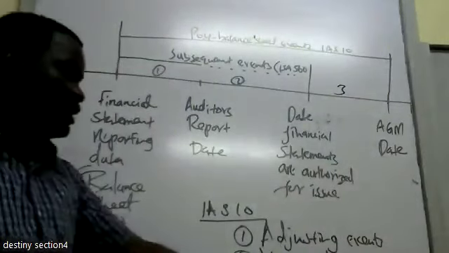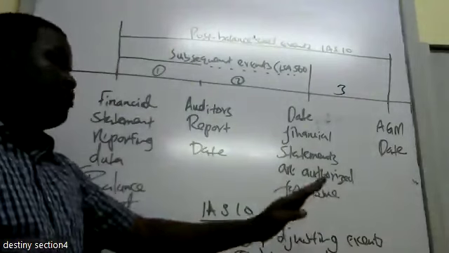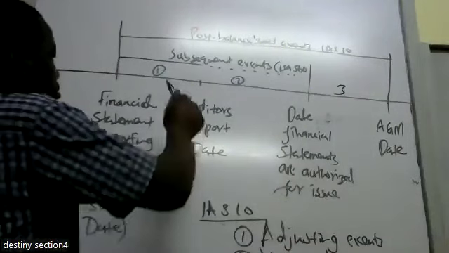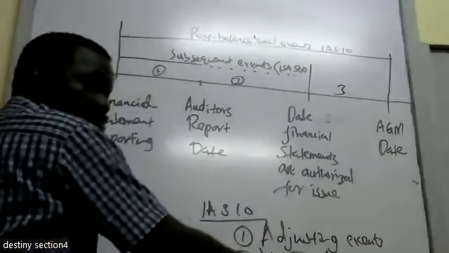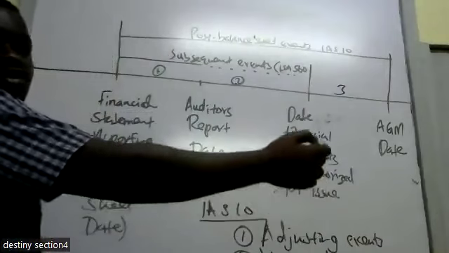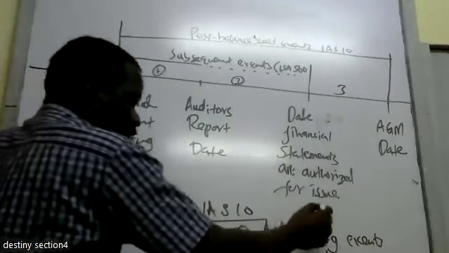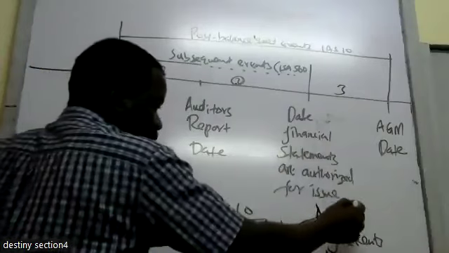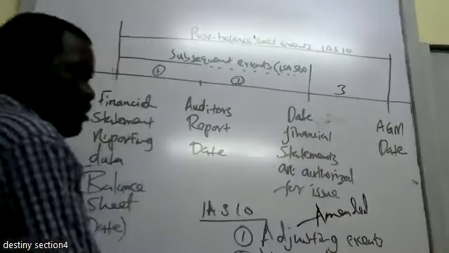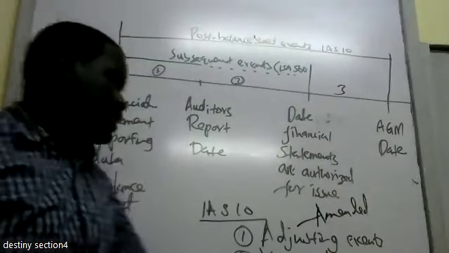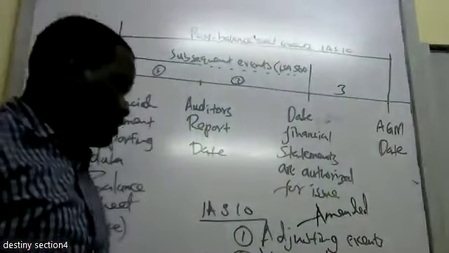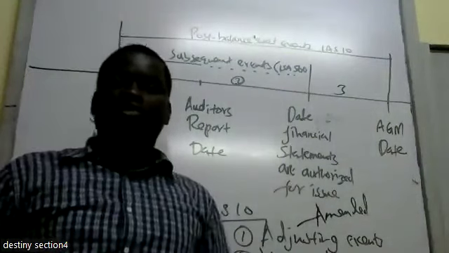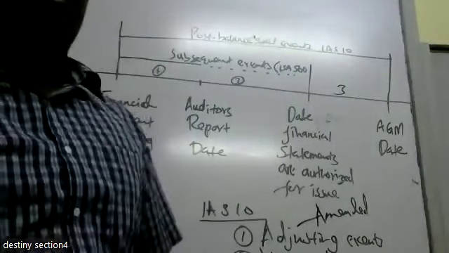However, for the non-adjusting events, only when they are material, whenever they are identified in periods 1, 2 or 3, what is required is just a disclosure in the notes of the financial statements. For adjusting events, amendments are a must. For the non-adjusting events, only a disclosure in the notes of the accounts shall be required if they are material.